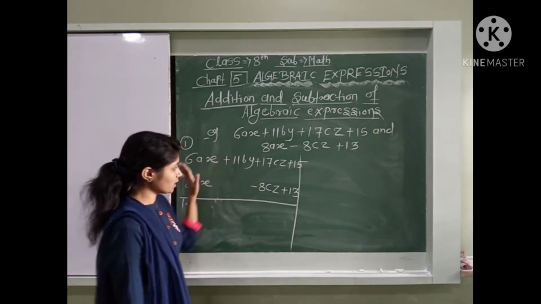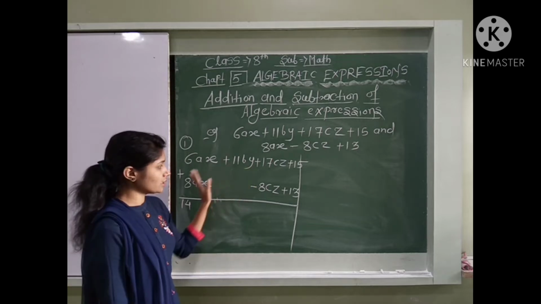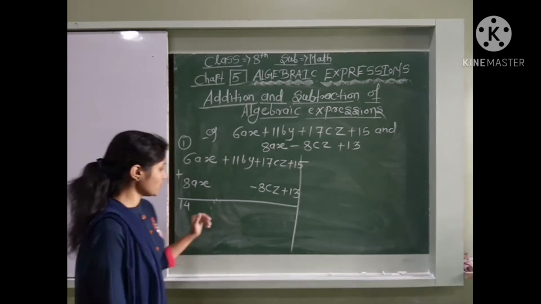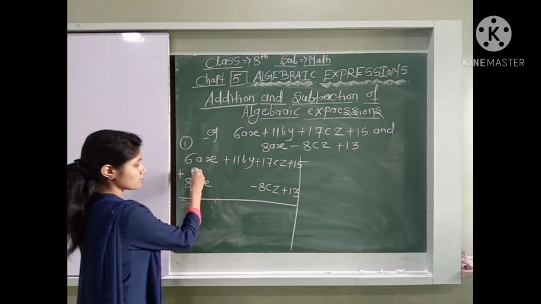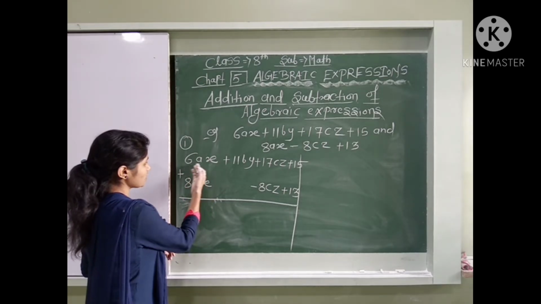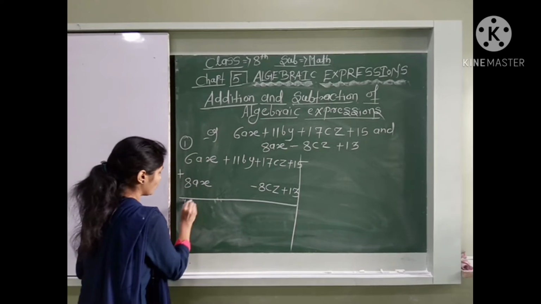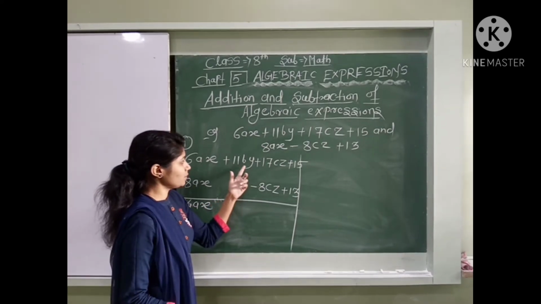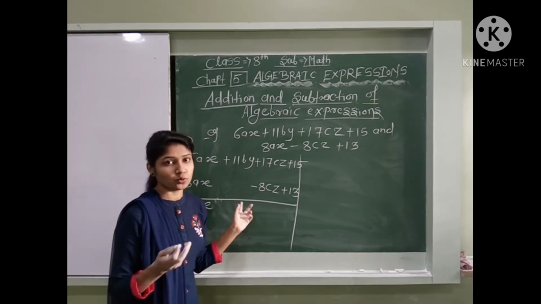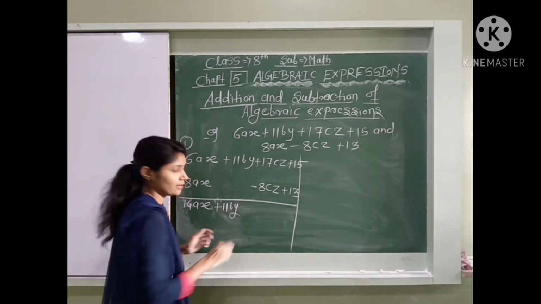First we arrange all the expressions, separated by terms, row wise. Understand? After that we solve. How to solve this, students? See, I will explain again. 6ax plus 8ax, 6 plus 8 is 14ax. Next 11by: is there any like term? No, so we write it as it is, plus 11by.